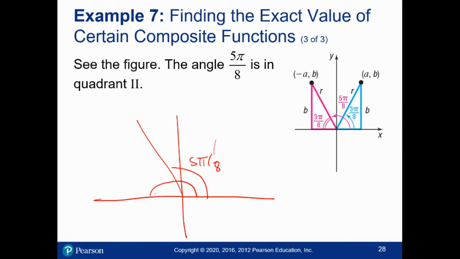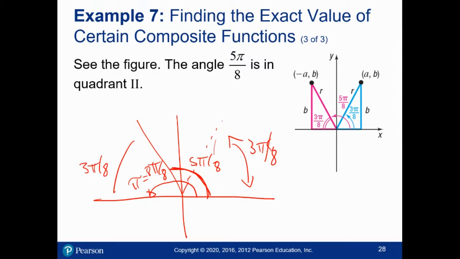What is going all the way around to this axis? That would be pi, aka 8 pi over 8. So here's 5 pi over 8. All the way to the negative x-axis is 8 pi over 8. So what's missing is 3 pi over 8. And so by a symmetry argument, that's what this angle here is going to be as well. So this angle here is 3 pi over 8, and it's going to go to the same height.